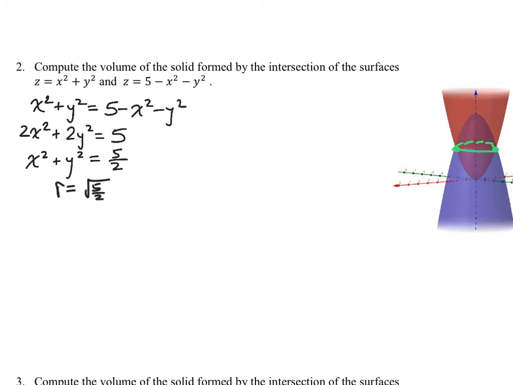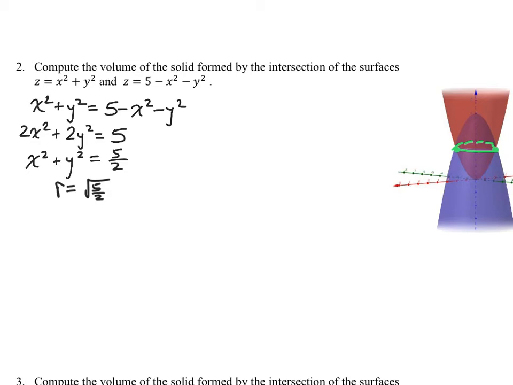Because you could do your substitutions. You can let x squared plus y squared equal r squared, and then square root both sides. But the bottom line is you're really just finding the radius of your circle, and that ends up being your polar equation. So why not just cut to the chase? All right, so we have that.